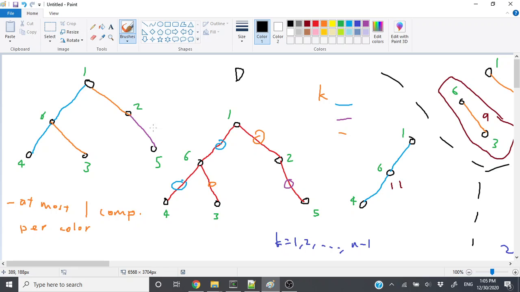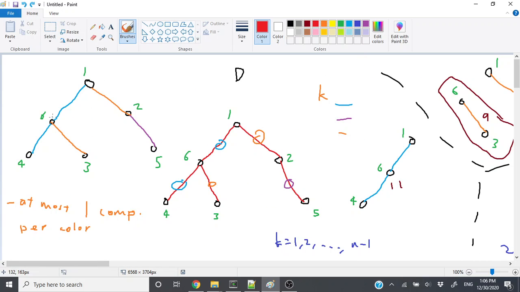And so with at most one component per color, we're going to capture entire components at once. So now let's do a different thing. Let's try doing some contribution to the sum. How many times is a given node going to be included in some component, or included in the answer, let's say?